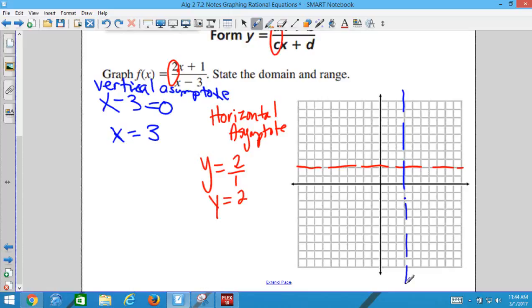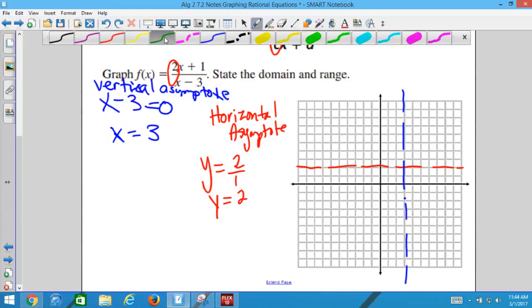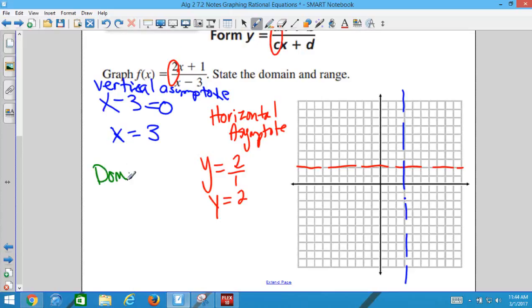And then, how do we find more points? Plug in. We just use a table and plug stuff in. We also have, oh, we might as well knock out our domain and range. Domain: x is not equal to 3. Range: y is not equal to 2. There we go. There's my domain and range.